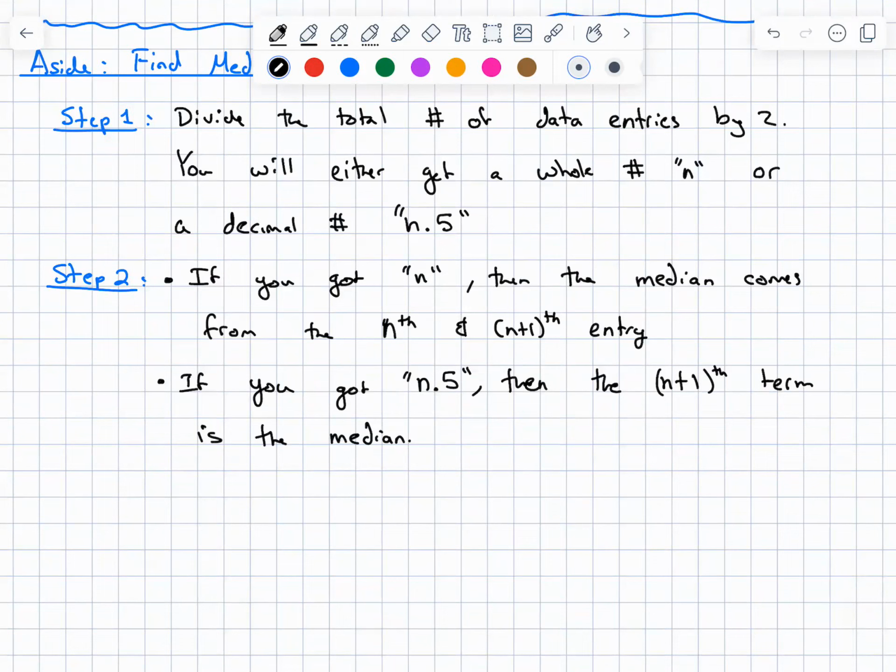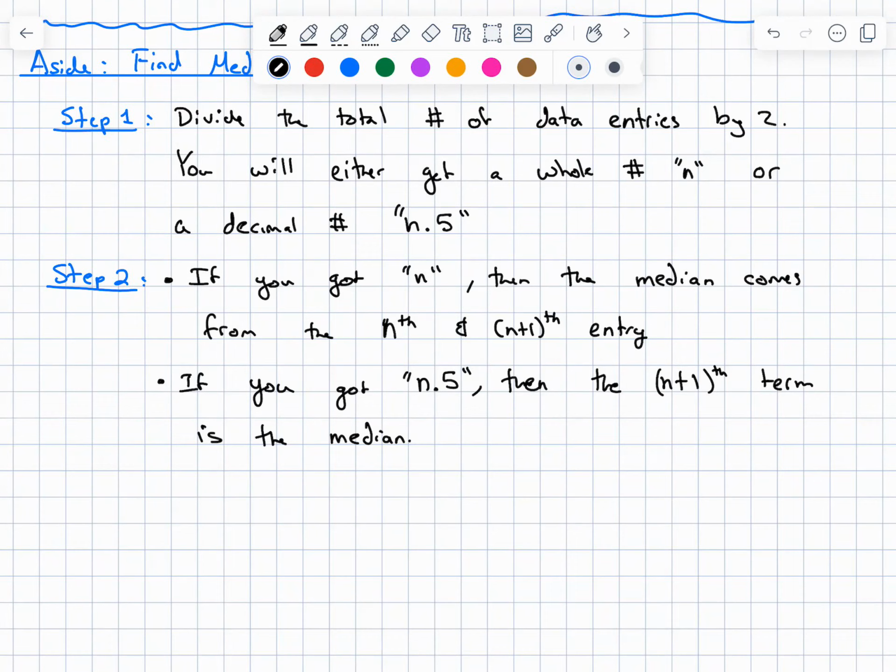For this, if you get n, that means it was an even number because it was divisible by 2. For example, 6 divided by 2 gives 3, a whole number. 8 divided by 2 gives 4. 200 divided by 2 gives 100. So when you have an even number of data values, you have 2 middle values, and that's where you get the nth term. The nth and the n plus 1 give you the middle values.